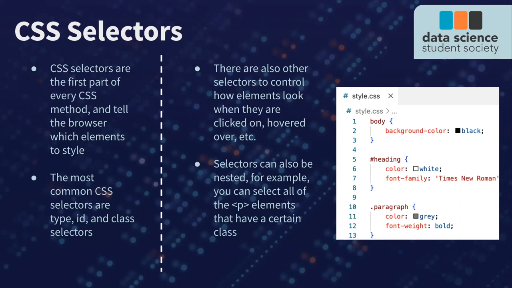And there are also other selectors that can be used to determine how elements look when they're hovered on, clicked on, etc. And selectors can also be nested. So a paragraph tag could have an ID and a class, and each of those CSS styles can apply something different. And the difference between an ID and a class is that an ID is unique and an element can only have one ID, while classes can be applied to multiple elements and an element can also have multiple classes.